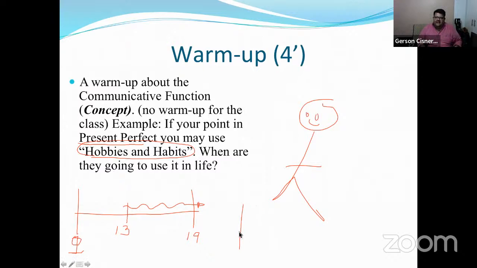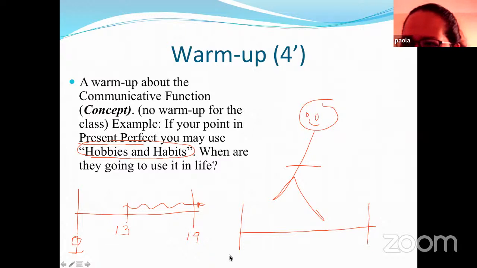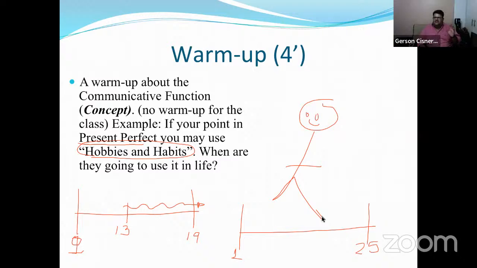Paola, another timeline. How old are you? Well, let's say 25. Okay. Tell me a bad habit of yours. Smoke a cigarette in the afternoon at 5 o'clock. Okay, and you continue doing it? Not anymore. Okay, tell me a bad habit that you continue today.